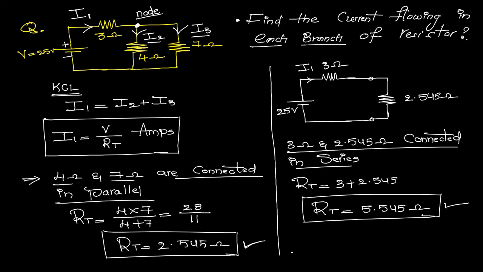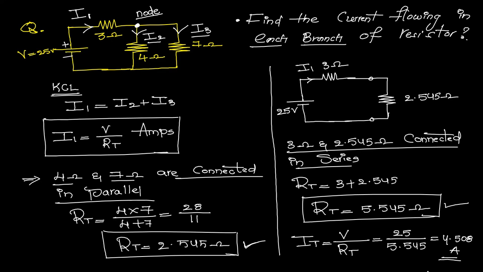After getting the value of total resistance, what do we need to find? We need to find the value of total current. Total current is equal to total applied voltage divided by total resistance. Now we can say that total applied voltage is 25 divided by total resistance, which means 5.545. If you simplify this, 25 divided by 5.545 gives the value as 4.508 amperes.